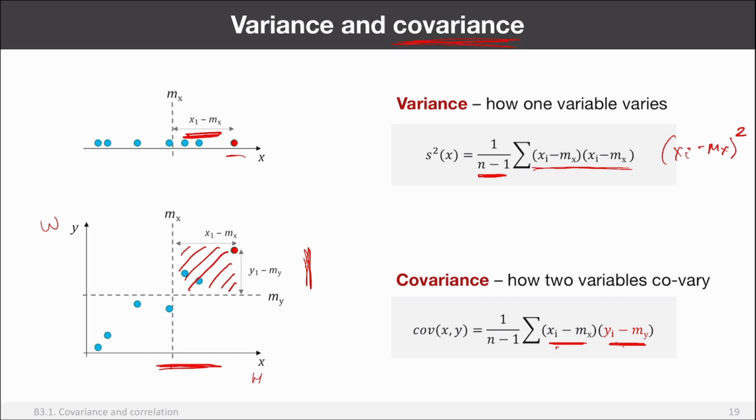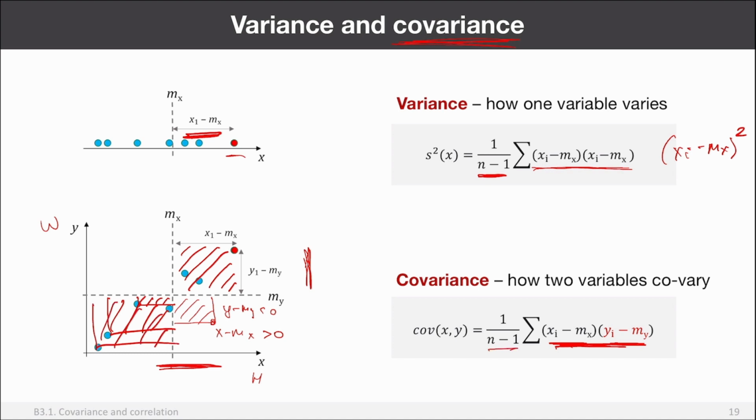However, if you have a point here, then this area that we compute like this will be negative, because in this case, x minus mx will be positive, right? It will be above 0. But y minus my will be negative. So that's the only difference between area and these terms in covariance. In these terms, we can also have negative values. We will discuss the meaning of the negative values in a minute. But the idea is the following. We compute all these areas, and then we take a sum of these areas.